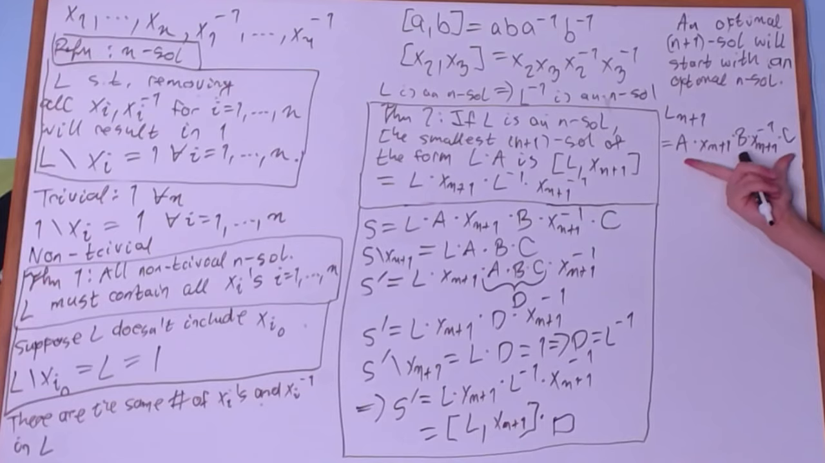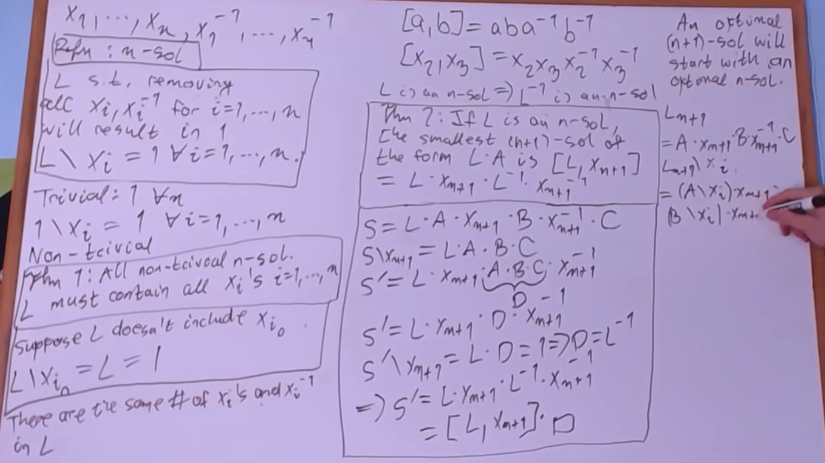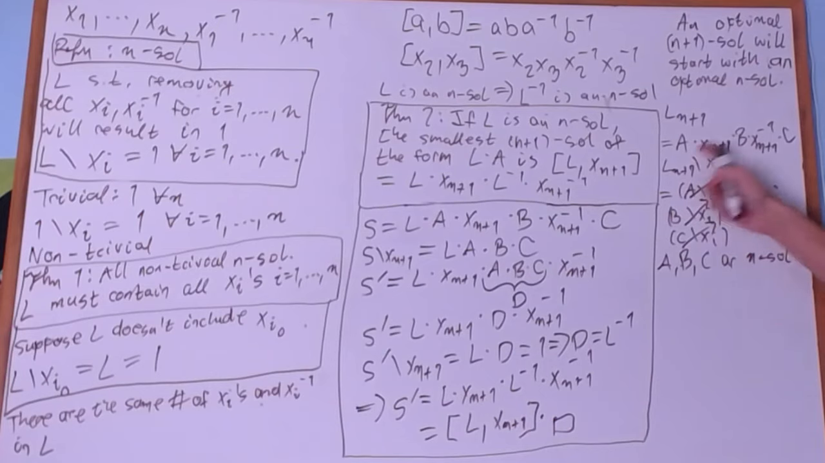Now, what can we tell about this? Let's do L n+1 removing xi. Same logic, this is equal to A removing xi times xn+1 times B removing xi times xn+1 inverse times C removing xi. And you can see the only way for this to reduce to 1 is for each and every one of these to go to 1. And so what you get is that A, B, and C are n solutions. So each one of those is an n solution.